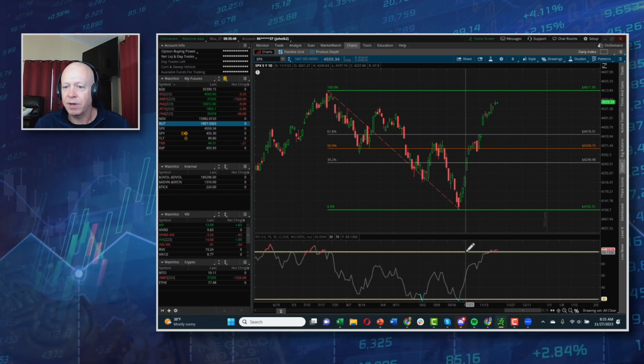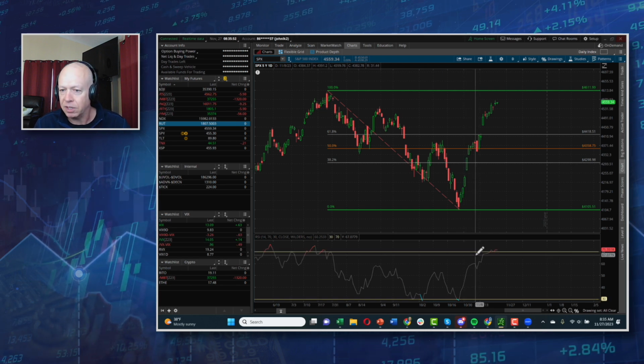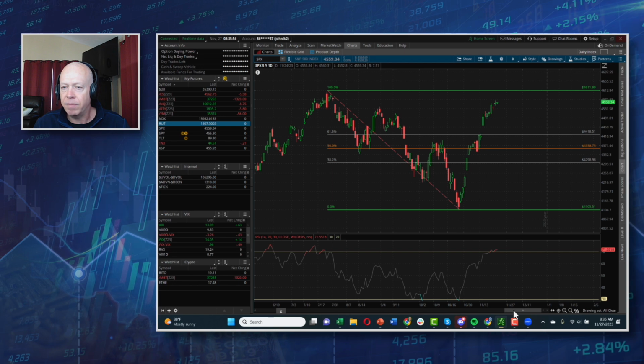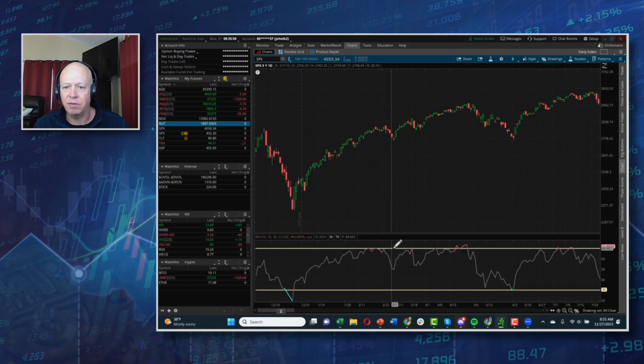What is the RSI? I talked about what the RSI indicator is. It's basically a momentum indicator. And you can go back in the past and say, well, how often is RSI even useful?